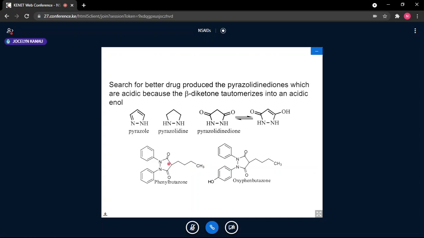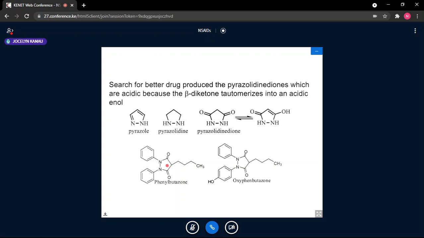Again, at this position you have an acidic hydrogen, just as we said about the pyrazoles. It is adjacent to two oxo groups, highly electron withdrawing groups, and therefore that hydrogen is highly acidic, and once the electrons are pulled away, a proton can be lost.